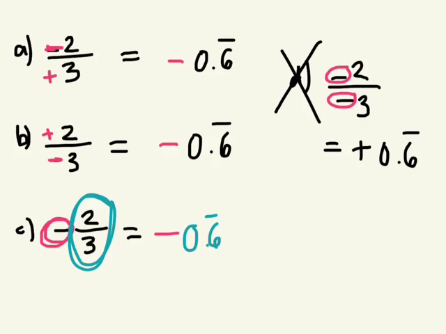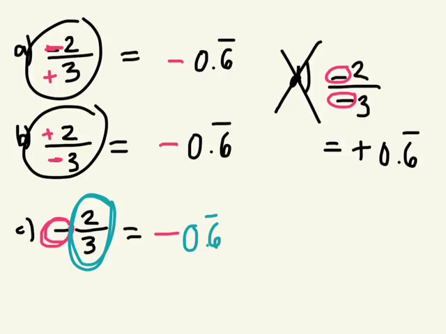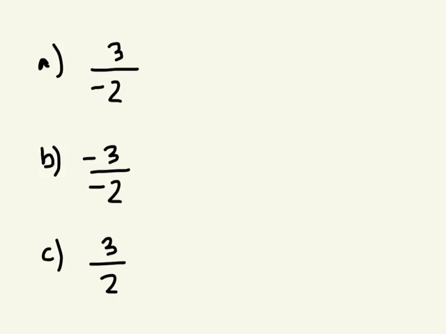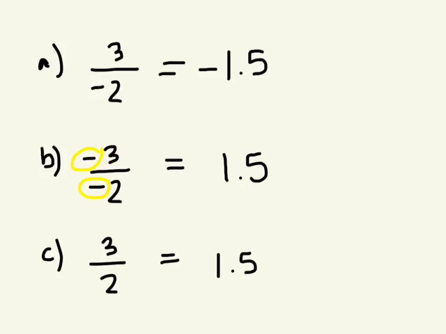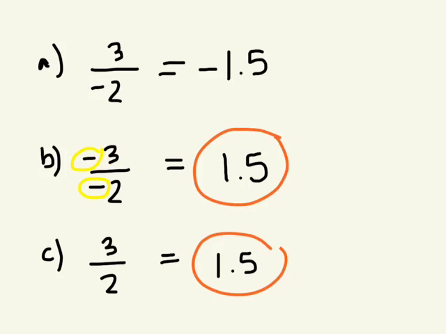So if you see the negative sign in front of the number, you only apply it to either the numerator or the denominator, as you can see here and here. Express 3 over negative 2 as a decimal. What is this equal to? Yep. Negative 1.5. What about B? Positive 1.5. Good, because we have a negative divided by a negative, and then just 3 divided by 2 is 1.5. So B and C represent the same thing.